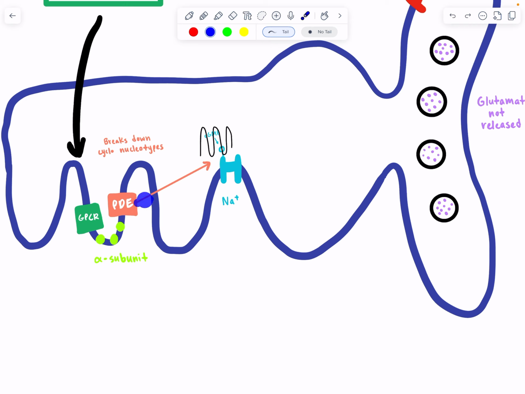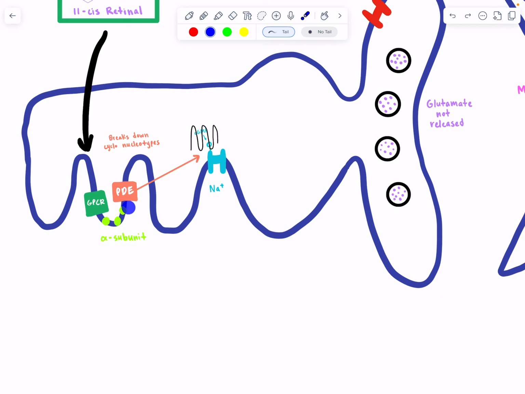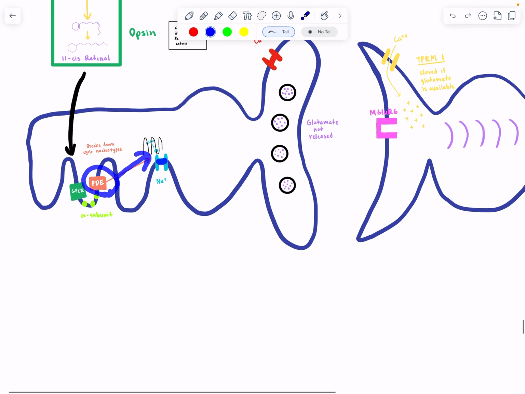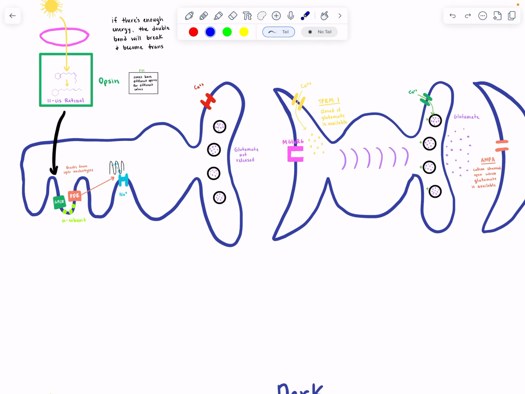PDE basically comes and eats cyclic stuff. There's this cyclic GMP that typically binds to a sodium channel that increases sodium concentration in the cell when cGMP is attached. But if we activate this, it's going to break down cGMP, so that channel is going to shut, which doesn't lead to depolarization, doesn't lead to calcium opening, and doesn't lead to neurotransmitter, glutamate, being released.